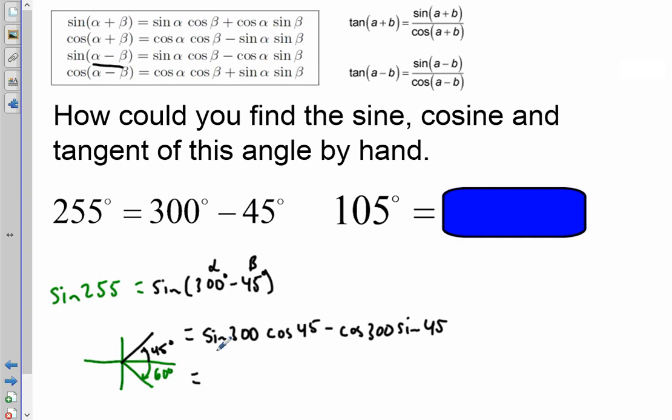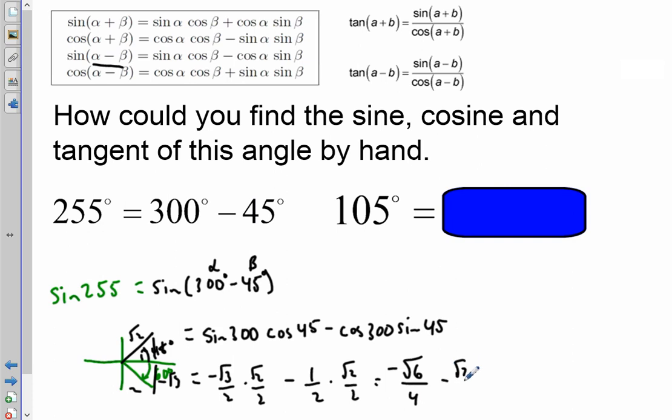From here, we can simplify this and take the sine of 300, that is. Well, over here, we know it's going to be negative square root of 3 over 2. So sine is going to be negative square root of 3 over 2. We know cosine of 45 is square root of 2 over 2. Minus cosine. Cosine is going to be 1 over 2 for 300 degrees. This is 1 over 2. And sine, once again, of 45 is going to be the same as cosine of 45, which is square root of 2 over 2. From there, we can multiply, and we can find our new answer is going to be negative square root of 6 over 4.